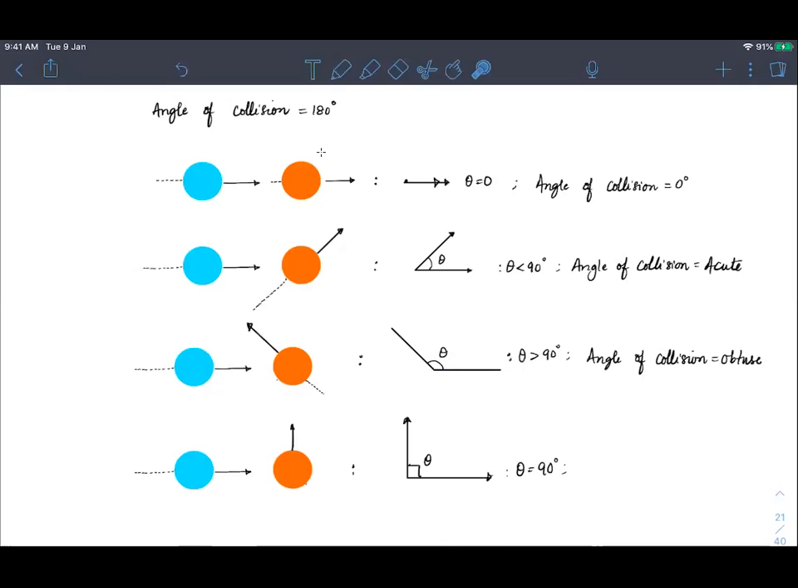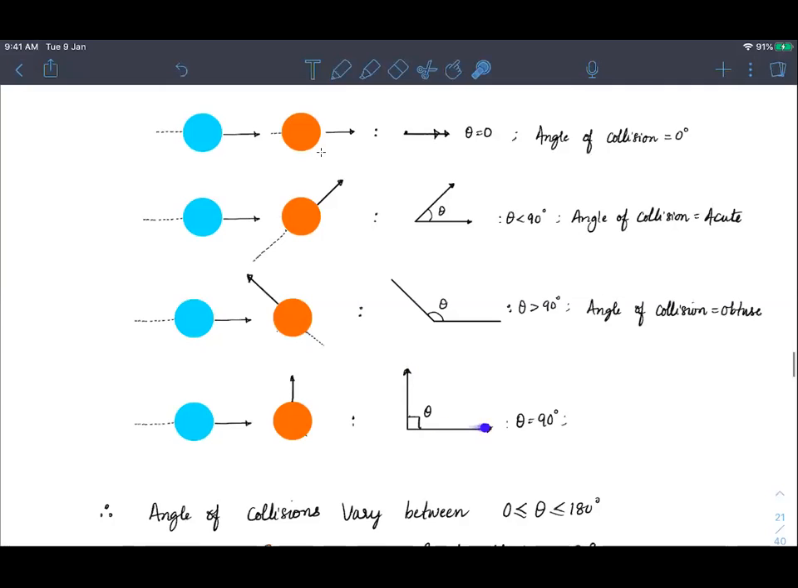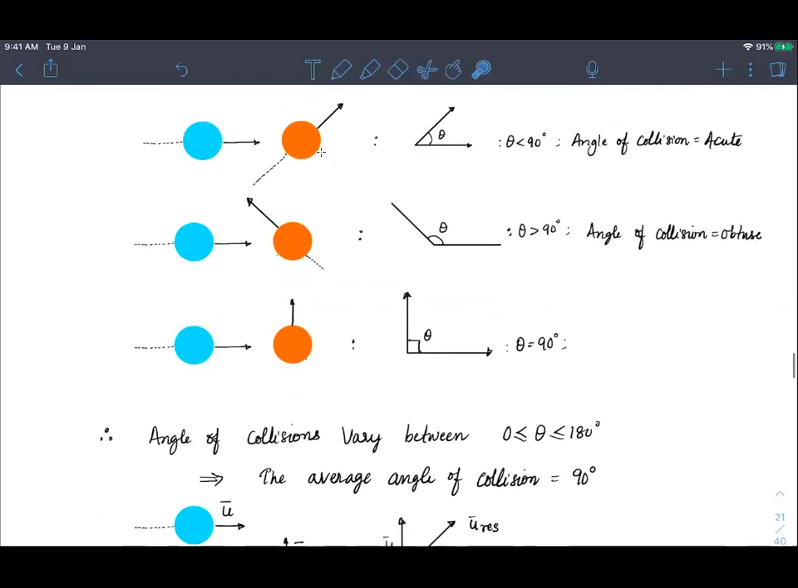So can I say that if you consider all the possible collisions and take the average of all their angles, it should come to 90 degrees, because it ranges from 0 to 180 degrees. So all the angles will vary between 0 to 180 degrees. So the average angle of collision should be 90 degrees.